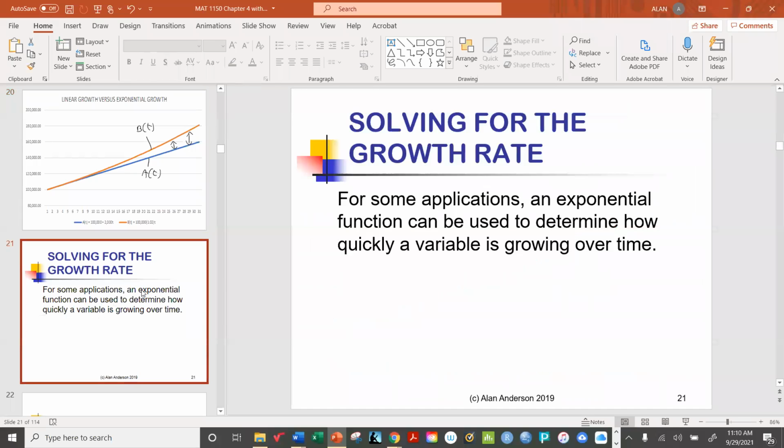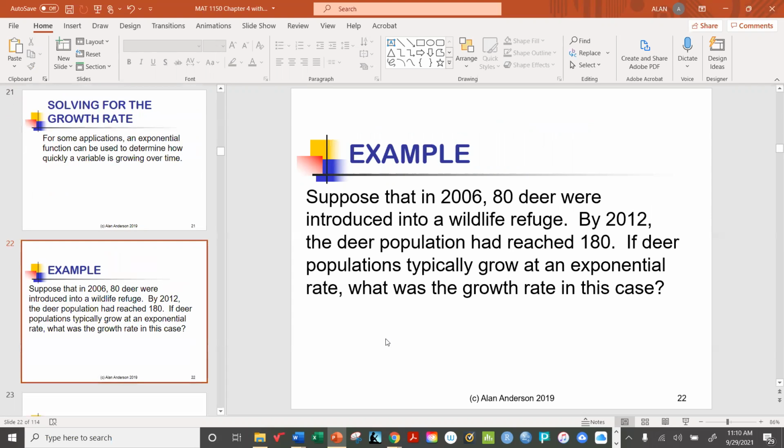But in some applications, what we're interested in finding is the growth rate of something, like an investment, for example. What if I put $100 in Apple stock 20 years ago? How much would it be worth today? That's a question I could answer with this type of application. Now here's an example from nature. In 2006, 80 deer were introduced into a wildlife refuge. By 2012, 6 years later, the population had reached 180. If we assume that deer populations grow at an exponential rate, what was the growth rate in that case?